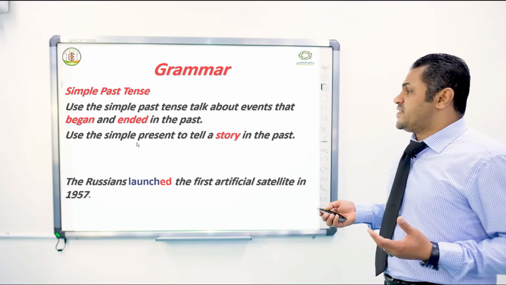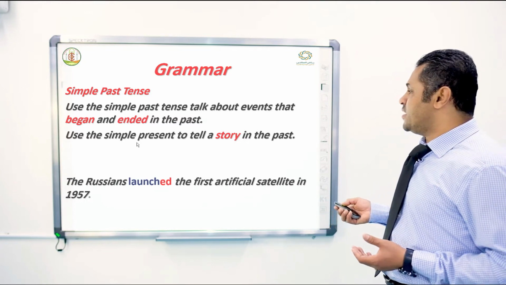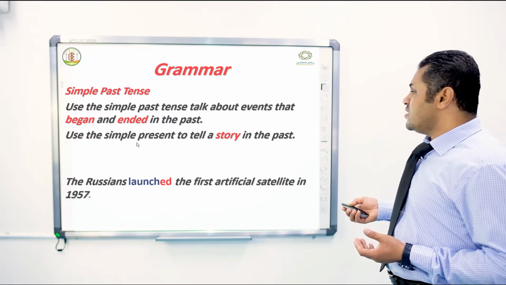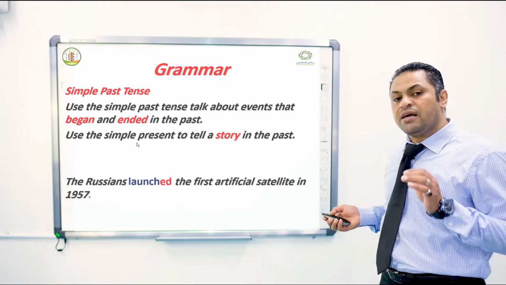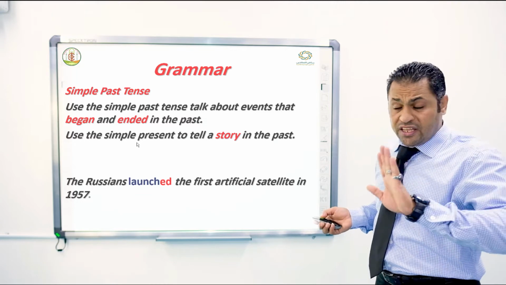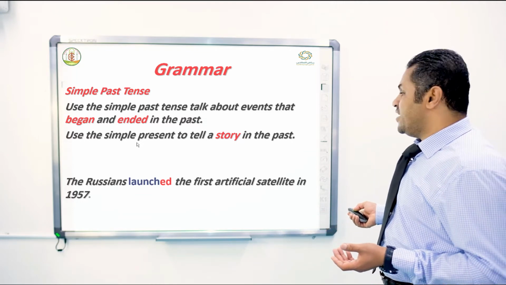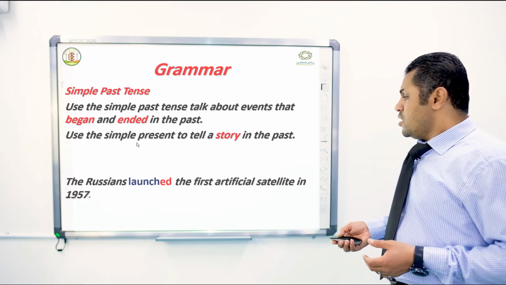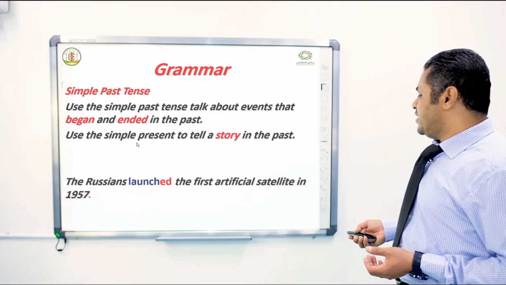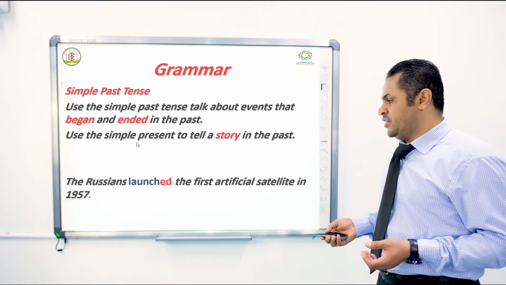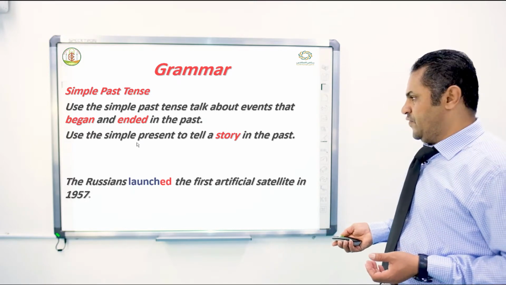When can I use the simple past tense? Use the simple past tense to talk about events that began and ended in the past, something that happened and ended in the past. Use the simple past tense to tell a story in the past, such as: the Russians launched the first artificial satellite in 1957.